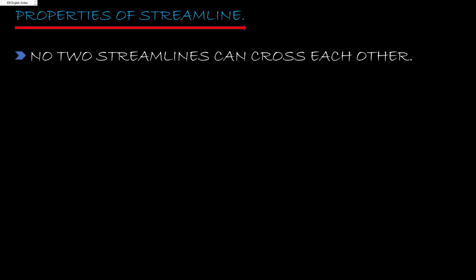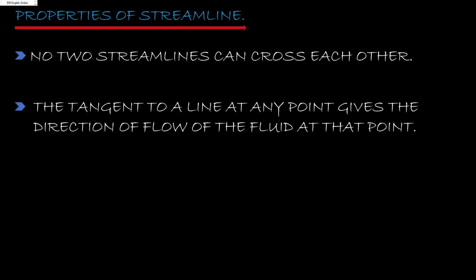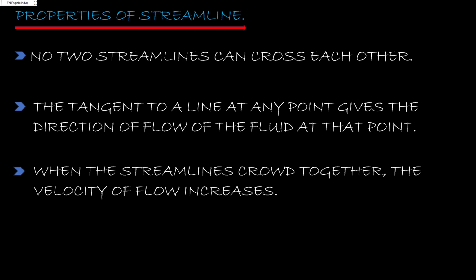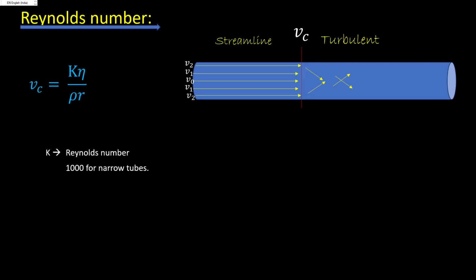Properties of a streamline. No two streamlines can cross each other. If they cross, then at the crossing point, each particle will have two velocities, which is not possible. The tangent to a line at any point gives the direction of flow of the fluid at that point. Now, when the streamlines crowd together, that means come closer together, the velocity of the flow increases. So these are the properties of a streamline.